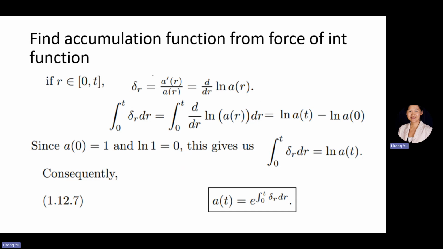And here we have to change the notation, because t is the upper limit of the integration, so the integration variable cannot be t anymore. So the bottom formula is our formula for calculating A t if we already know delta t.